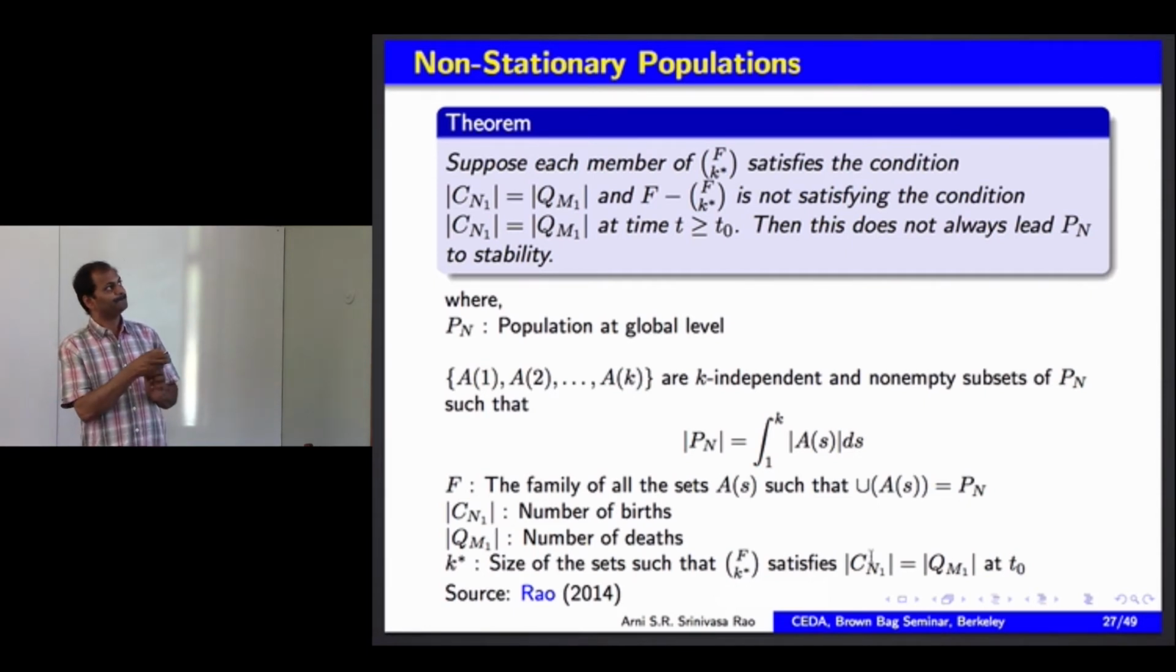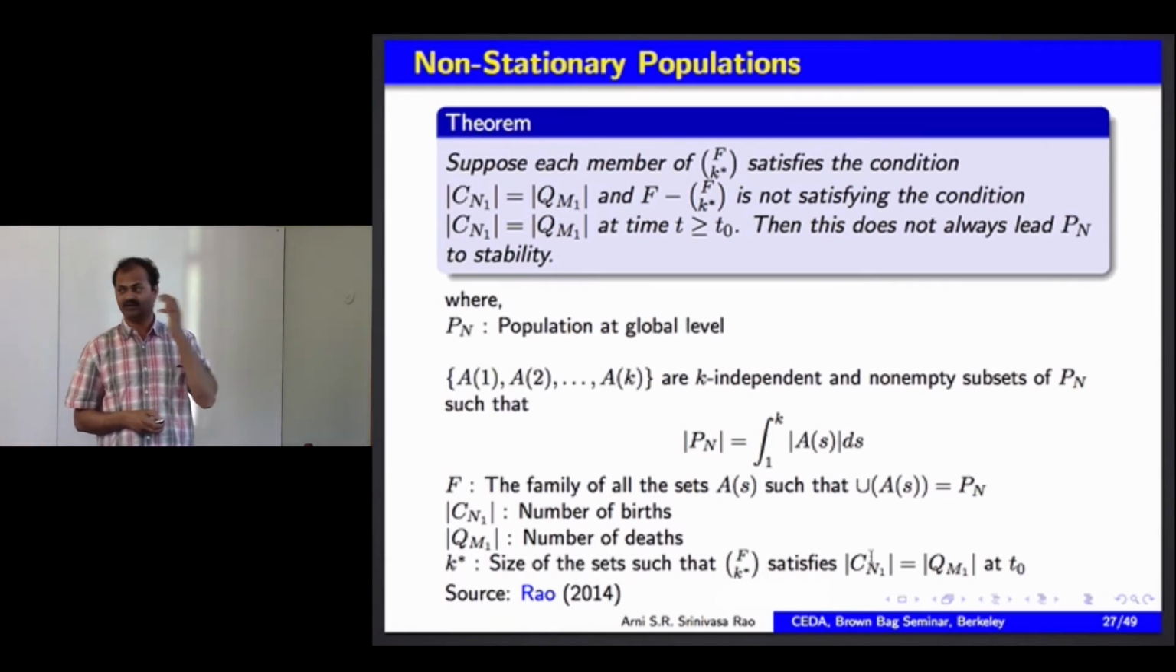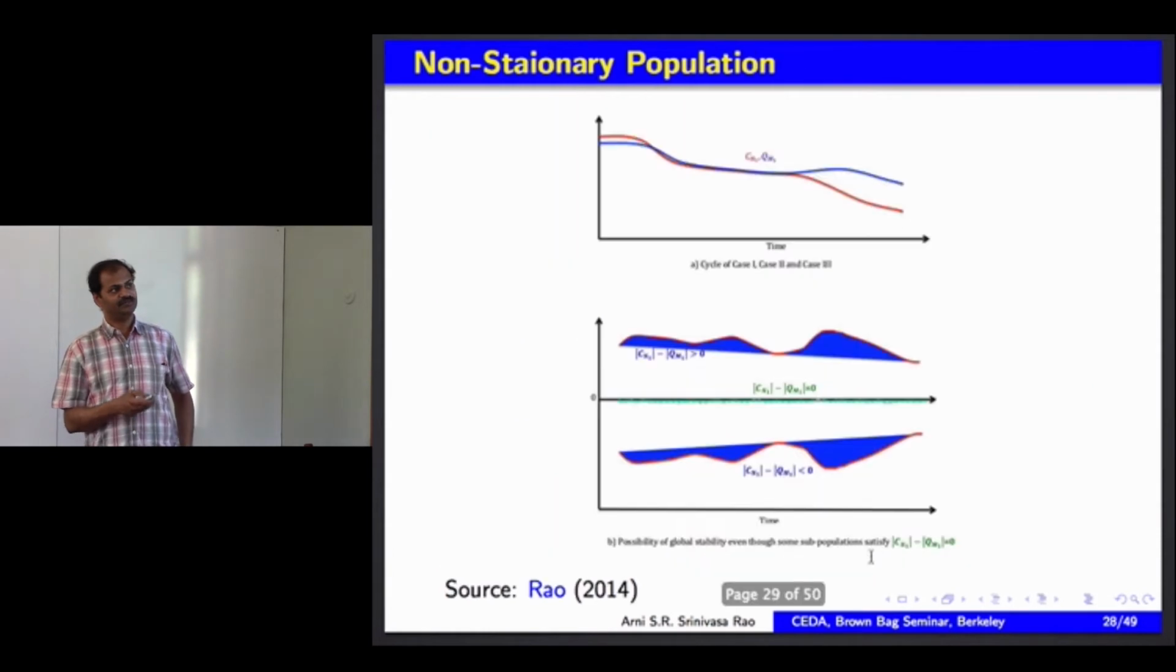Then each member of F choose K star satisfies the condition. This does not always lead to Pn. So these two, one for non-stationarity and one for the stationarity condition, summarize the population dynamics.